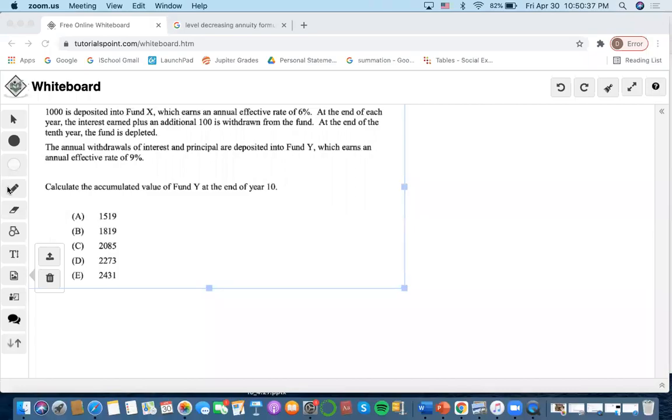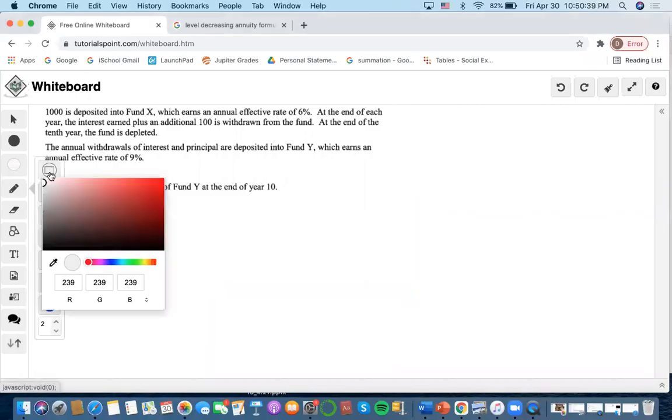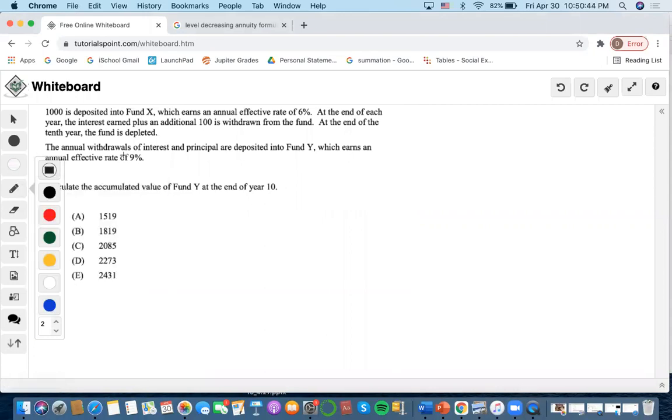Okay, fine. So this is going to be the next question. It says that 1,000 is deposited into fund X, right? Which earns an annual effective rate of 6%. At the end of each year, interest earned plus an additional 100 is withdrawn from the fund. At the end of the 10th year, the fund is depleted. The annual withdrawals of interest and principal are deposited into fund Y, which earns an annual effective rate of 9%. Okay, so there are two different types of funds, right?